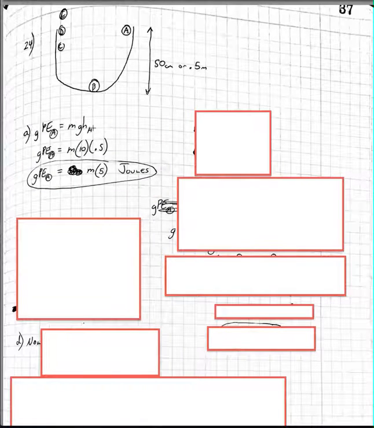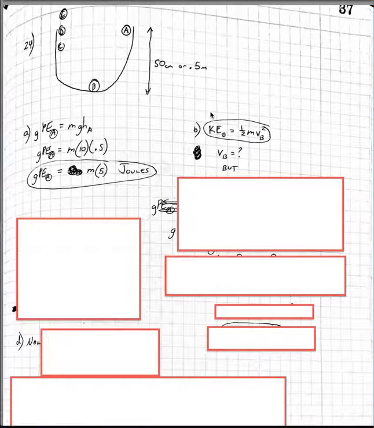Well, it's mgh at A, and we know the height at A, but we don't know the mass. And sometimes that's okay. We can say that the gravitational potential energy is 5 times the mass, whatever the mass is, and the units for energy are joules. So it's m times 5, or 5m, is the gravitational potential energy at point A. It's a little strange because normally you just get a number, but if you don't know the mass, that's what you have to do.